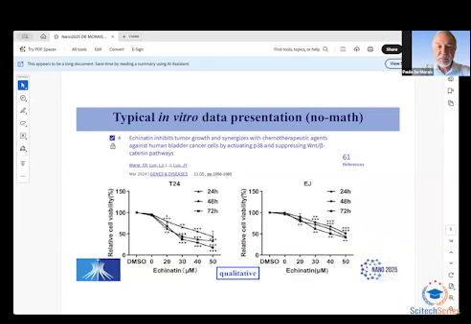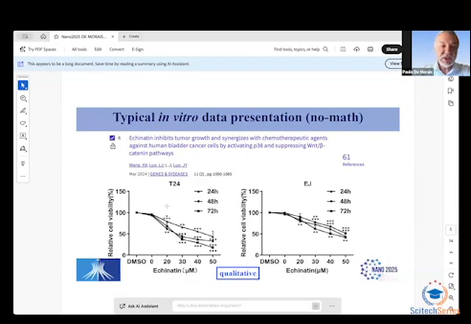So let me show you a typical in vitro data presentation. If you go in the literature, you can find this. This is the dominant presentation of the data. I just took one paper from last year. In this paper, what they do is test two different cell lines, the T24 and the EJ cell lines. Both are cancer cell lines, and they are testing a chemotherapeutic agent. Echinotine is a chemotherapeutic agent.